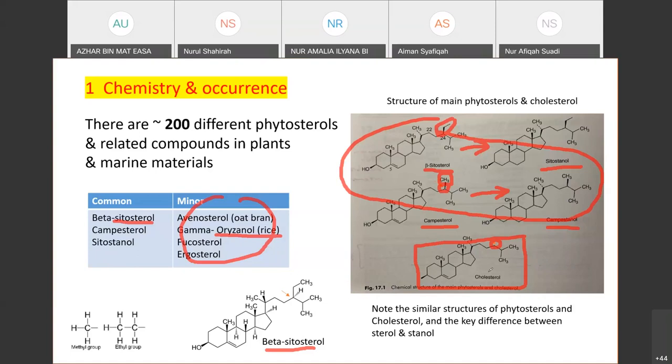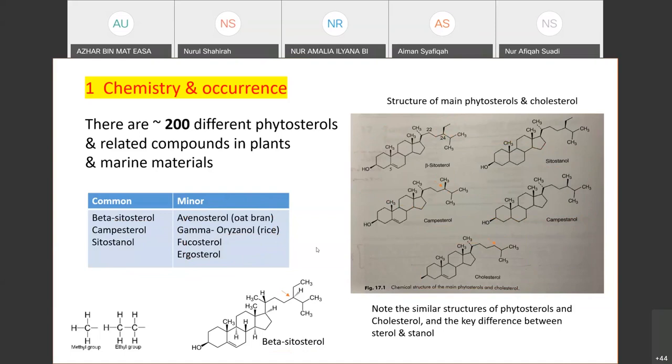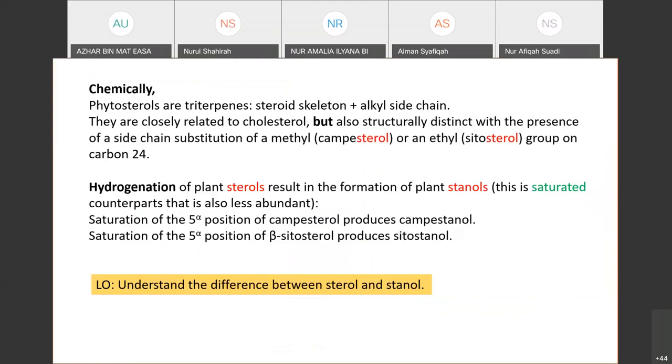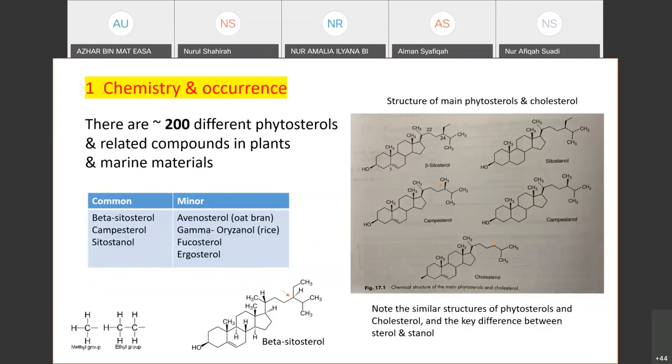I was talking about, oh gosh, this is why I do not like to use this slideshow. It's slow. I cannot control it. Okay, so this is what we were talking about, hydrogenation, and then we talk about the chain substitution of methyl and ethyl. Okay, in order for you to understand the structure of sterol and stanol, and how the structure of sterol and stanol compares to the structure of cholesterol, you need to note the similar structures of phytosterols and cholesterol, and to note the key difference between sterol and stanol. Okay, maybe some of you are still puzzled. How is sterol different from stanol?